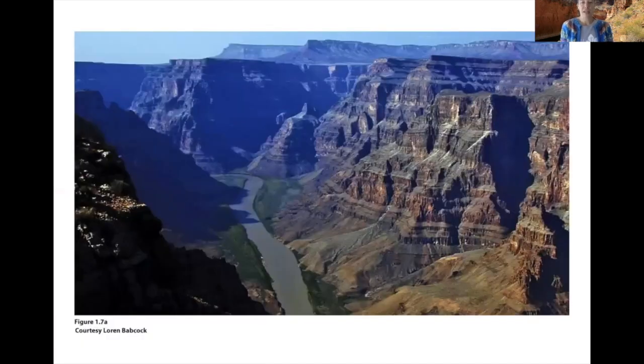If we look at the Grand Canyon in a photograph that is very similar to my background today, you can see that most of the layers in this point of view are horizontal. And so these layers are in the position that they were when they were originally deposited as sediments before they formed into sedimentary rock.